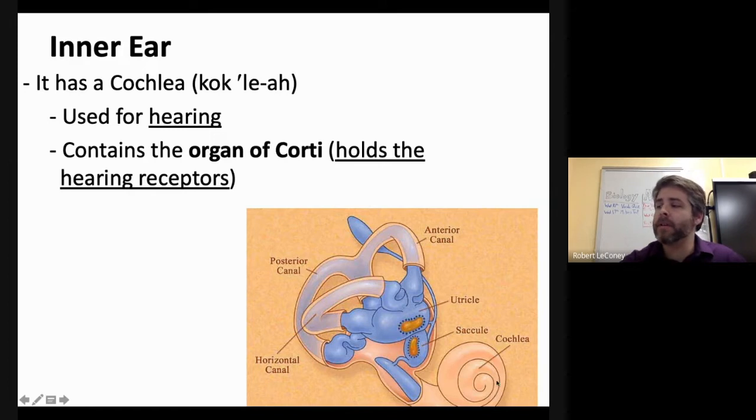Down here, the circular part that I just showed you in that video is the cochlea. That is where all those fibers are that are getting vibrated. So that's what we are going to use for hearing. It contains what we call the organ of Corti, which is all of the fibers. I'm not going to make you memorize organ of Corti. I'm going to test you on calling the whole thing the cochlea. So that's the word you need to know right here.